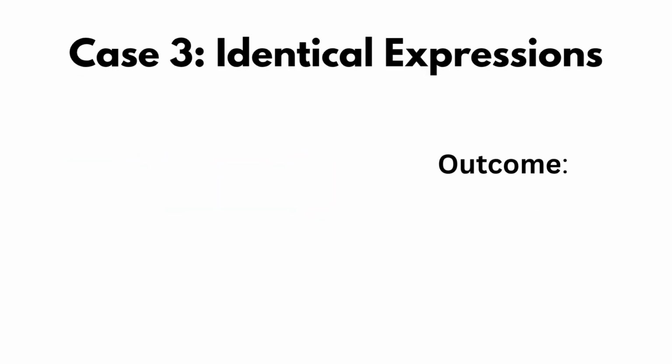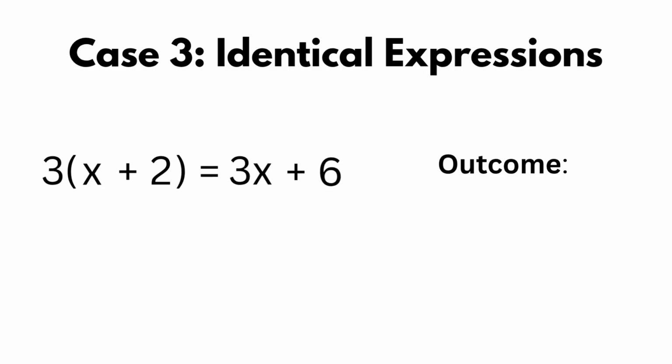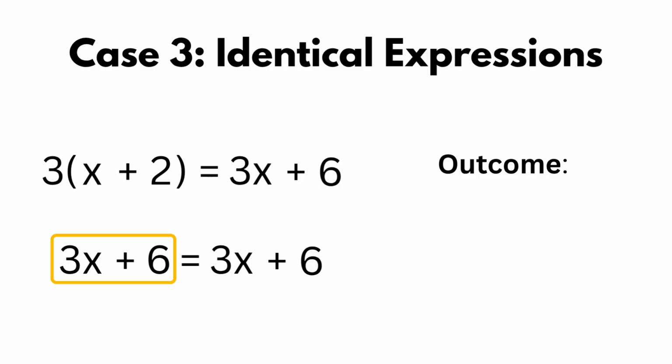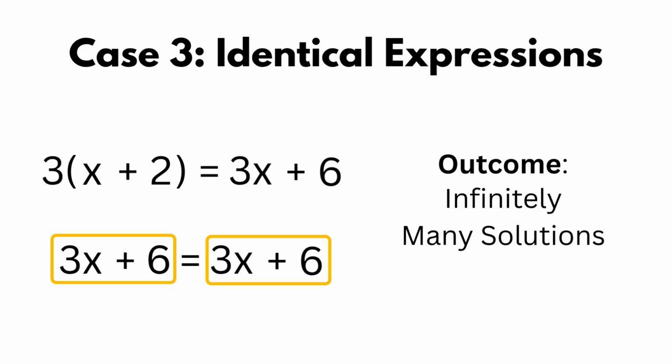Case 3, same x terms, same constant terms. Look at 3 times the quantity x plus 2 equals 3x plus 6. Simplifying the left side gives 3x plus 6. Now compare both sides. 3x plus 6 equals 3x plus 6. Both the variable terms and the constant terms are identical. When both sides of the equation are completely identical, the equation will have infinitely many solutions.